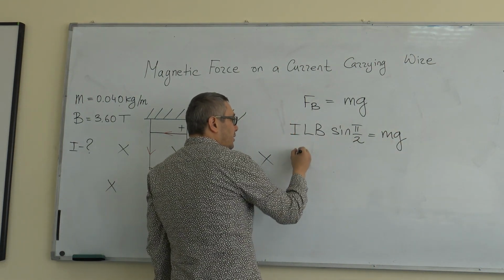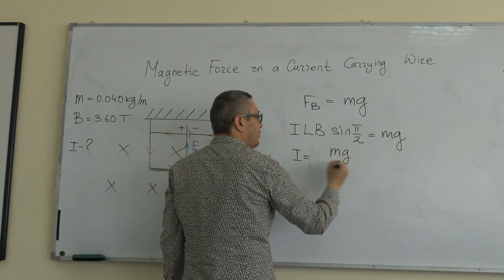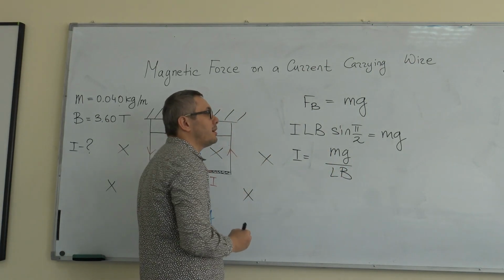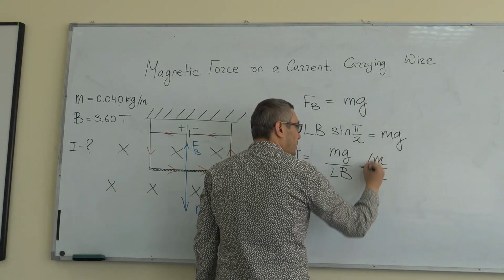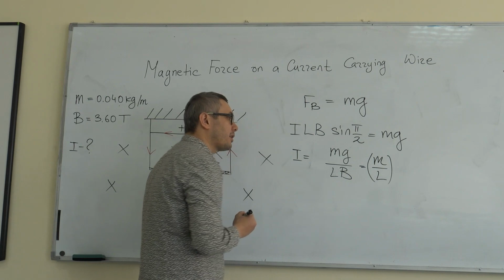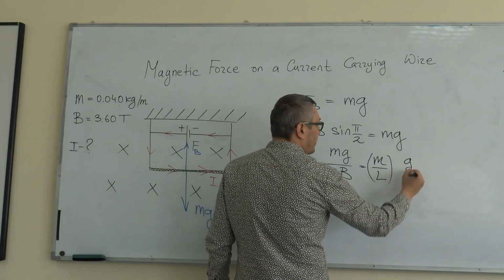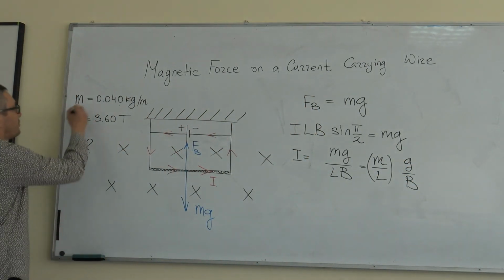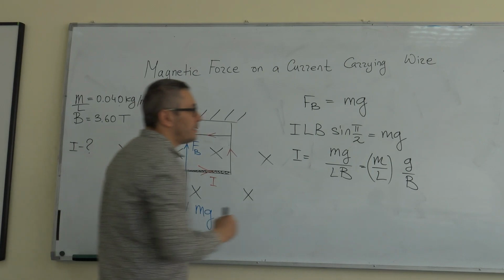From here we can calculate the current. So current is then equal to mg over LB. Sine pi over 2 is just 1. And now let's look at this m over L. This is the mass per unit length, which is given to us. And g over B. So this is mass per unit length, m over L, 0.04 kilogram per meter. And we can use that here.